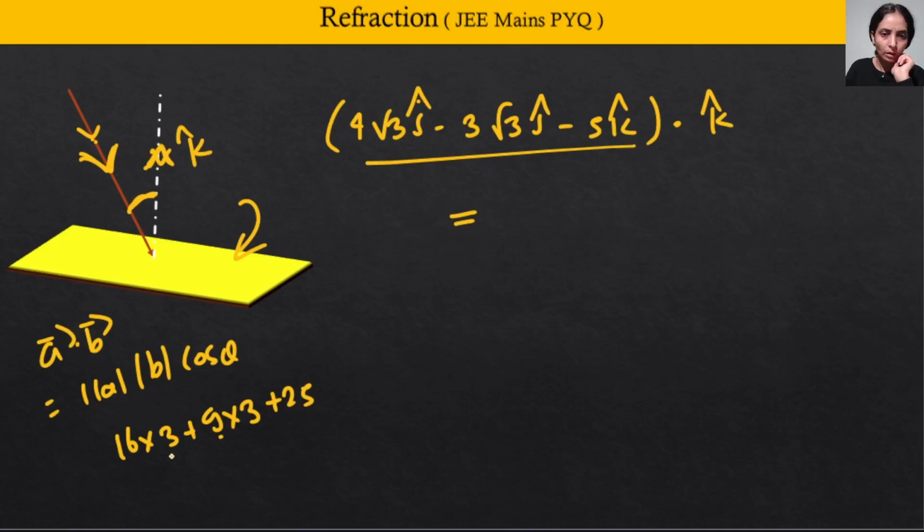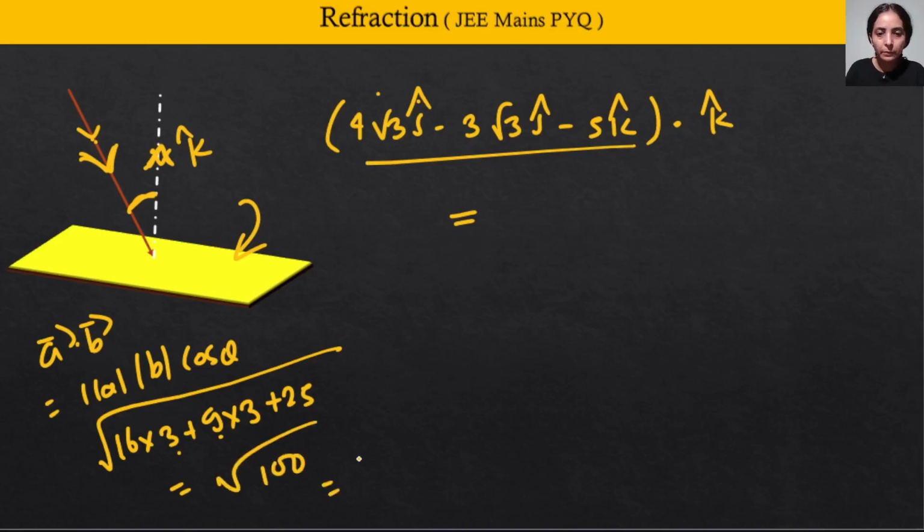I mean 48 plus 27. Okay, this is 16 into 3, that is 48, right? And this is 9 into 3, 27, plus 25, root under. So add it simply. Okay, my mind is saturated a bit. Add it simply. Yeah. So how much is 48 plus 27? That will be basically 75, right? And 75 plus 25 will be how much? 100. So this will be root 100, and root 100 will be equal to 10.